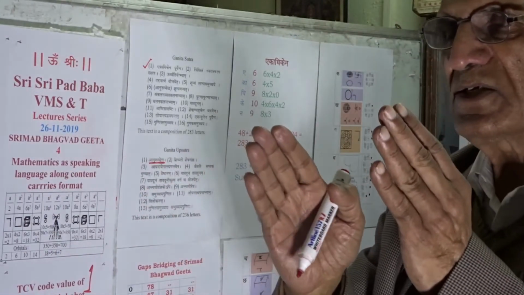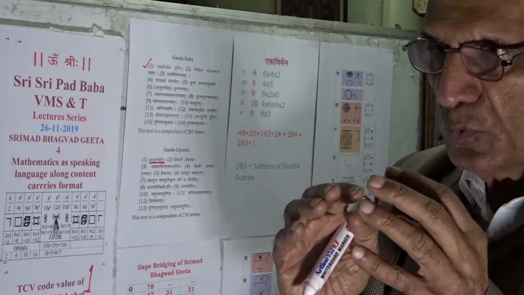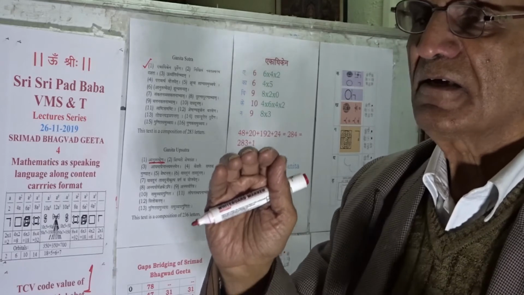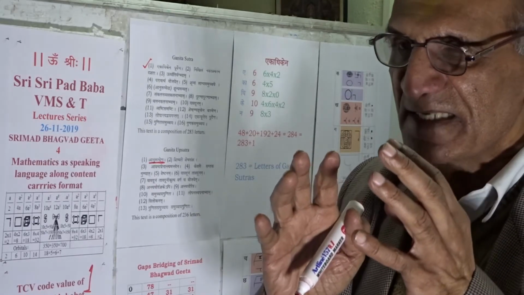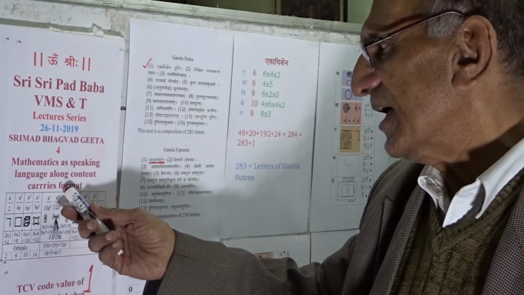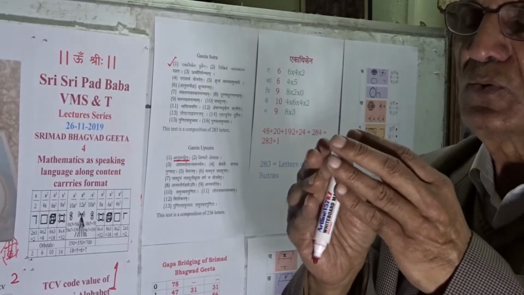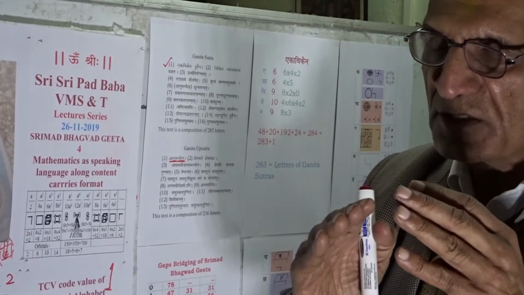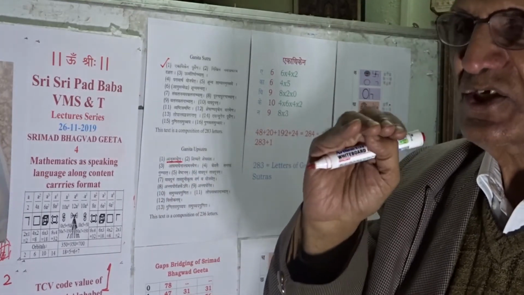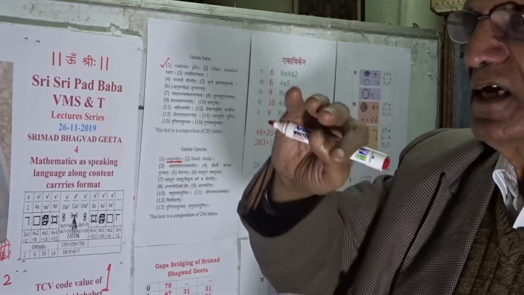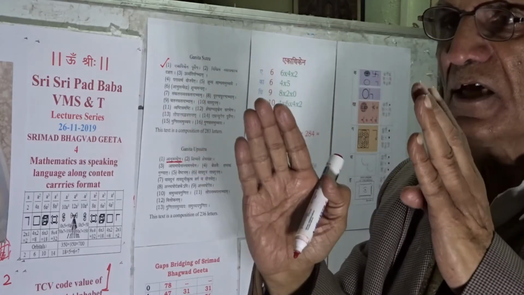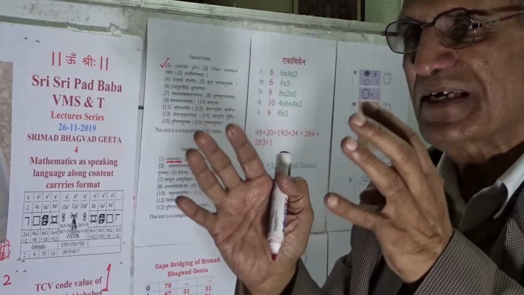This means that if we want to be parallel to the format, features and values of the Vedic systems in terms of which the mathematics is transiting and transforming as a speaking language along the content carriers formats, then we have to transit from linear order 3 space to a spatial order 4 space. Now it is this transition from linear order 3 space to spatial order 4 space. This transition in fact is the foundational transition.